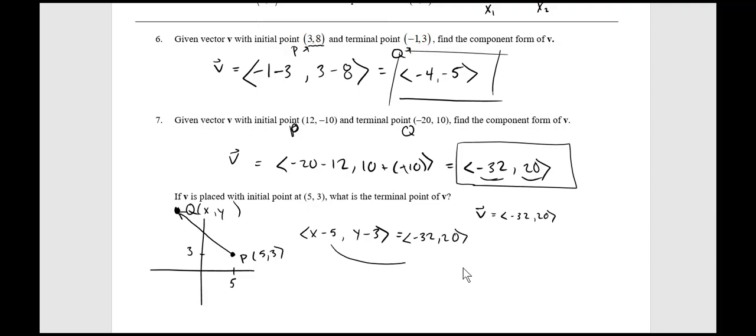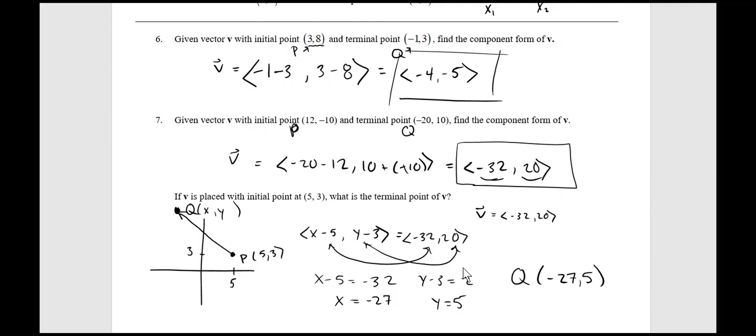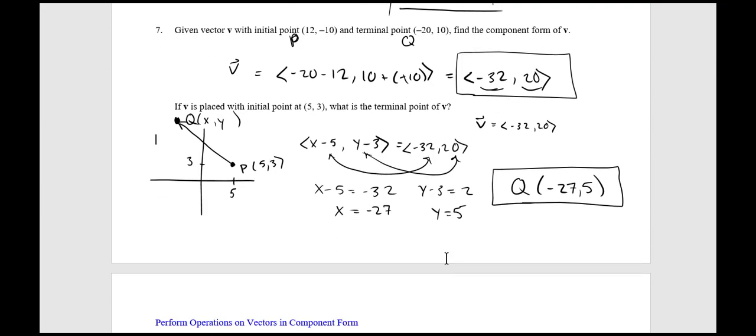That actually gives us two different equations we can solve. It says y minus 3 must end up being 20, and x minus 5 must end up being negative 32. So you can solve those. Pretty easy to do. x is negative 27, y is 5. So your point q must be negative 27, comma 5. We solved for the coordinates of the terminal point there.